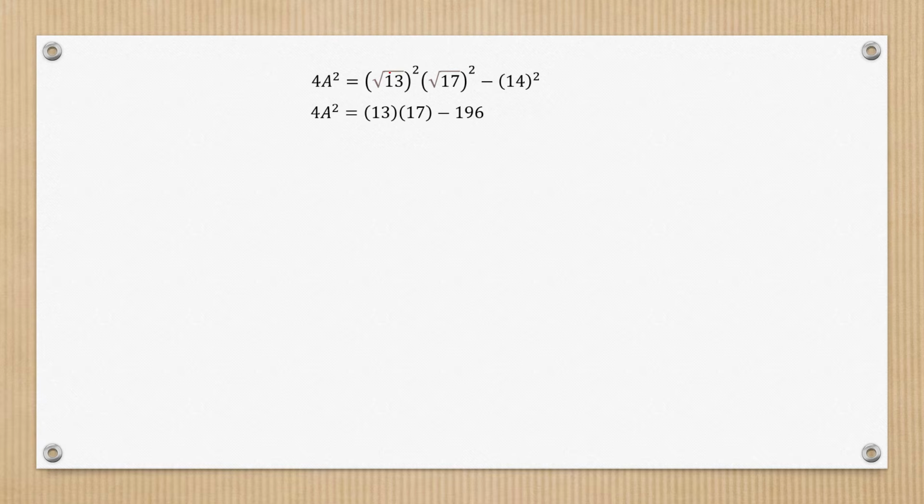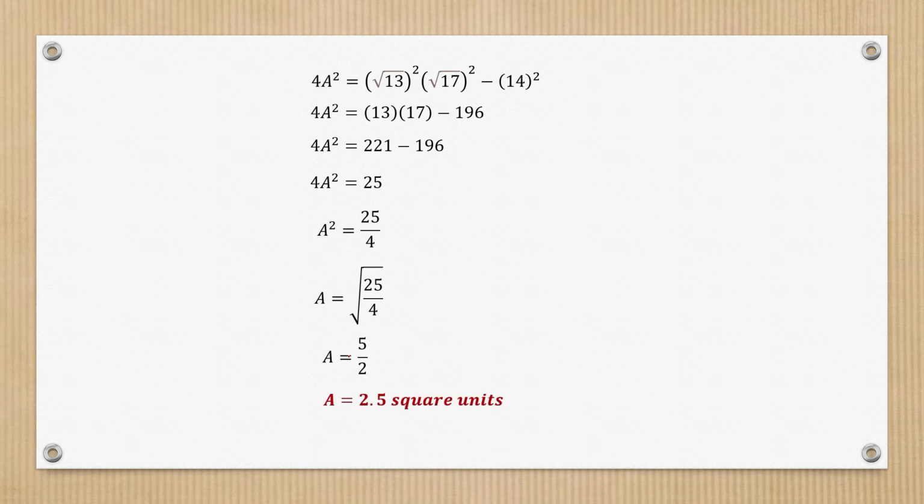So square this and this, and then we'll have that root disappearing. 13 times 17 is 221. So 221 minus 196 is 25. So we have 4s squared being equal to 25. Then when you make s squared the subject, we shall have 25 over 4. Then we're going to find the square root on both sides. So we're going to have a being equal to the square root of 25 over 4, which can be simplified as 5 over 2. So 5 over 2 is 2.5. So therefore the area is 2.5 square units, and that's the answer.